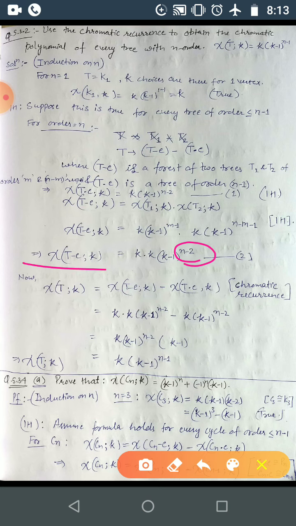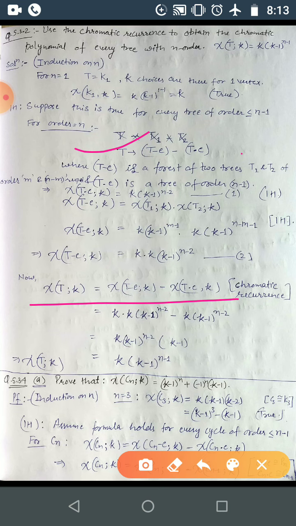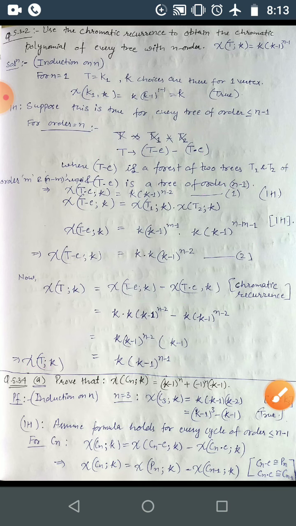So the chromatic polynomial for T minus E is given by equation number 2, and the chromatic polynomial for T dot E is given by equation number 1. So just put these into the equation by the chromatic recurrence, and we get the chromatic polynomial for the main T, the tree of order n. From equation 2 and equation 1, just put them in, and after multiplying you get k into k minus 1 raised to the power n minus 1, and here is the result. Correct? So I think that is understood.